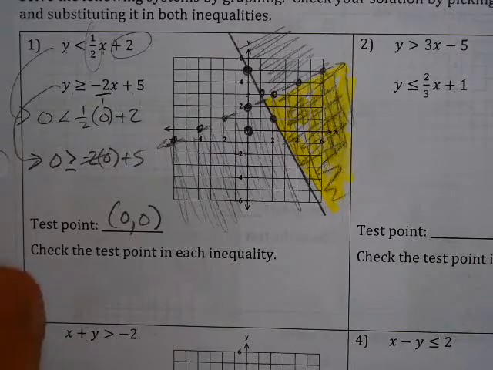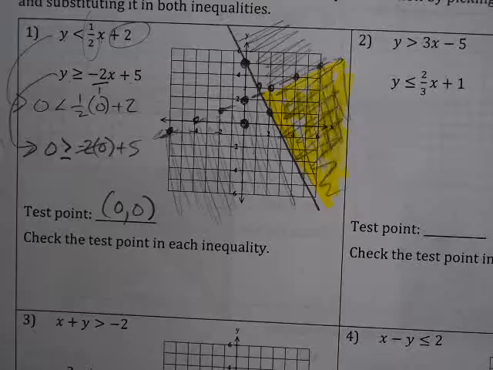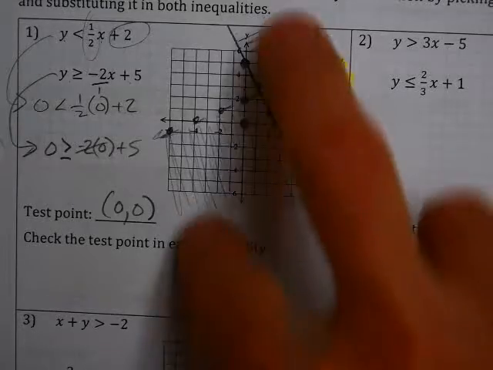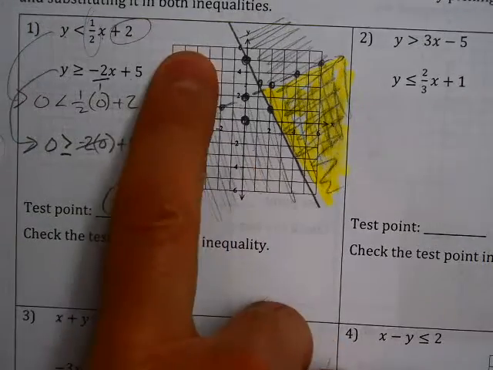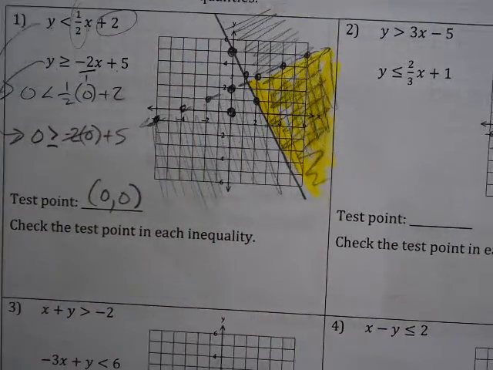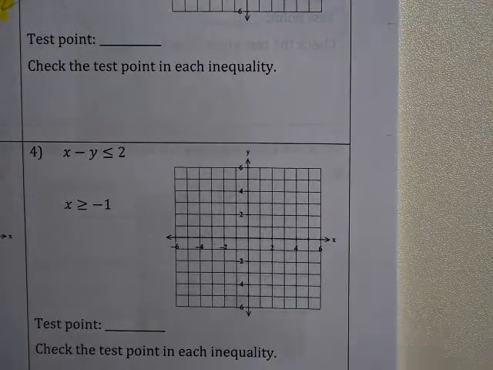let's look at number 4. Is everybody good with that? So where it's single shaded, it's true for one or the other. Where it's not shaded at all, it's false for both. But where it's double shaded, it's true for both. That's what we're looking for, the double shaded. Let's look at number 4.